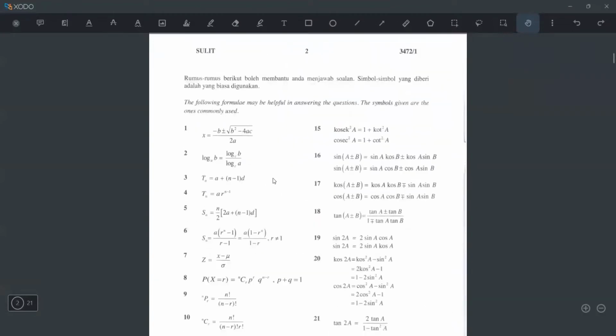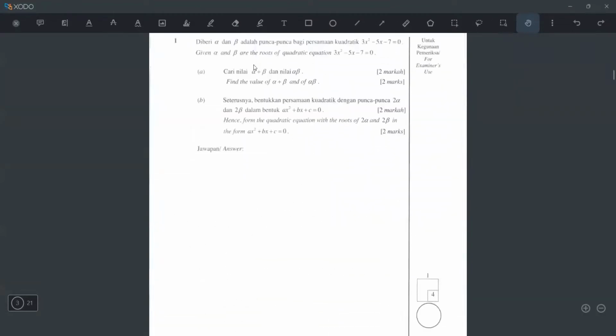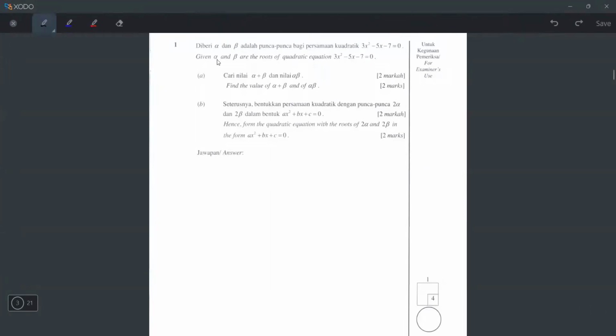So this is the SPP paper 1. Let's look at question 1 here. Given alpha and beta are the roots. When you see the word roots, then you will use the solve method to solve this question, right? So they say alpha and beta are the roots of this equation. So let's write down the equation: 3x squared minus 5x minus 7 equals 0.